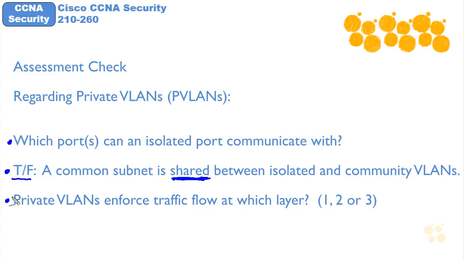And question number 3, private VLANs enforce traffic flow at which layer? 1, physical, 2, data link, or 3, at the network layer. And the answer to that is they are indeed private VLANs, and VLANs are enforcing layer 2 domains. And that's how a private VLAN is actually keeping the traffic separate, by doing it at layer 2 on the switch that's supporting private VLANs.